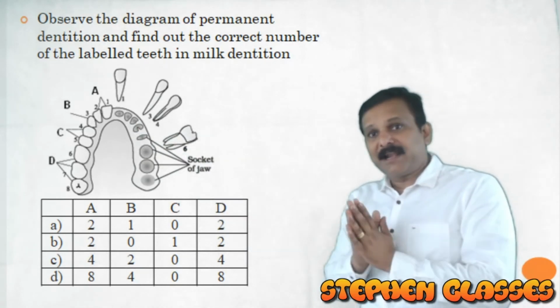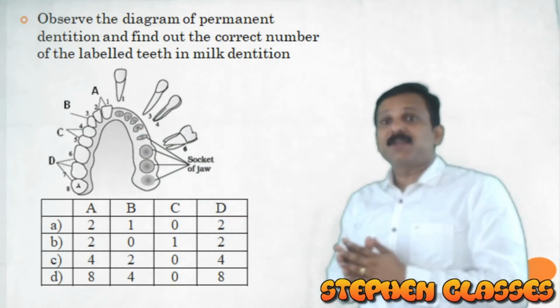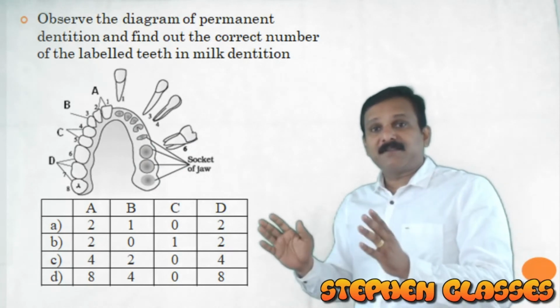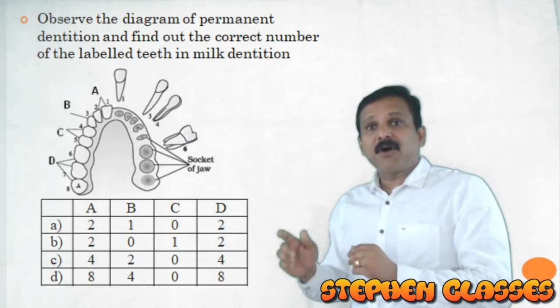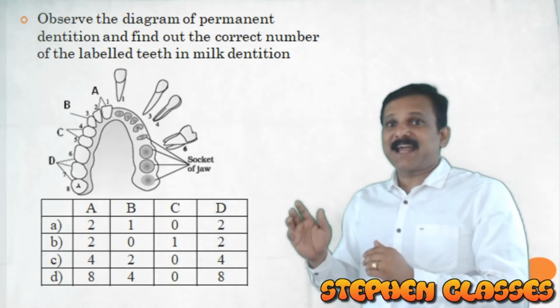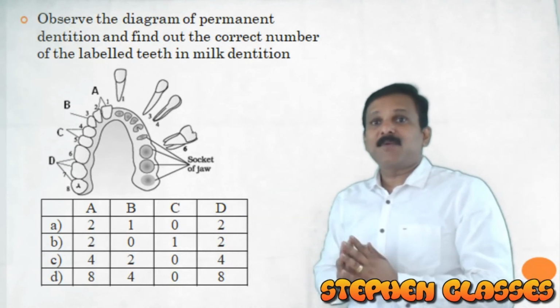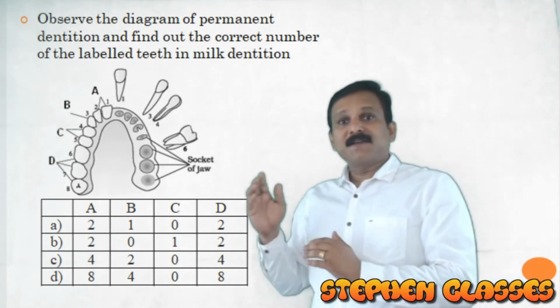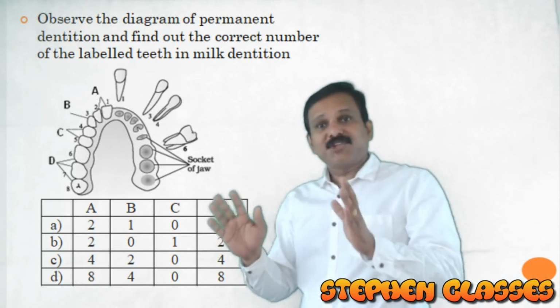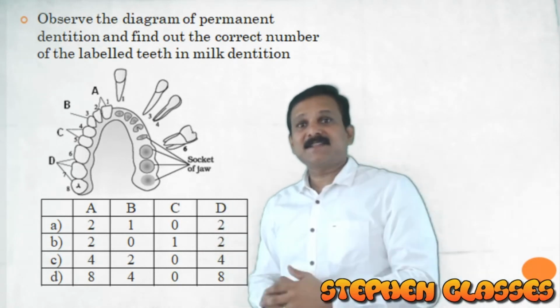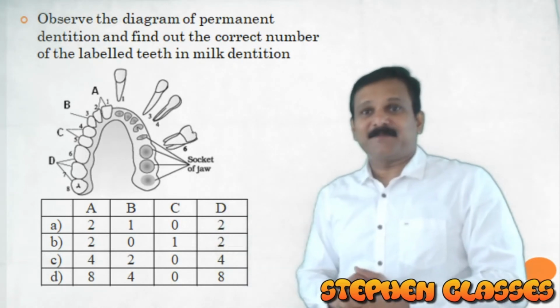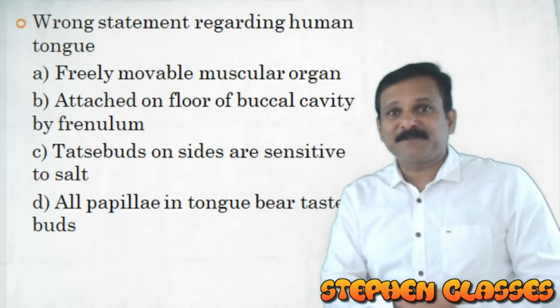So here in milk dentition, as I told you just now, incisors, canines, premolars, and molars will be 8, 4, 8, 0. So the total will be 20. You got it? So the answer is option D here. Now coming to our next question.